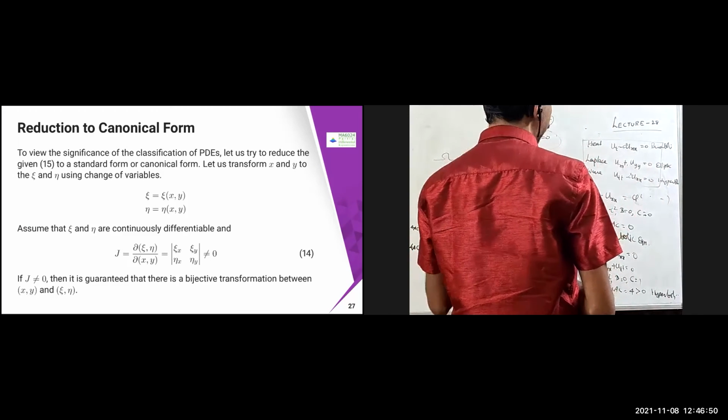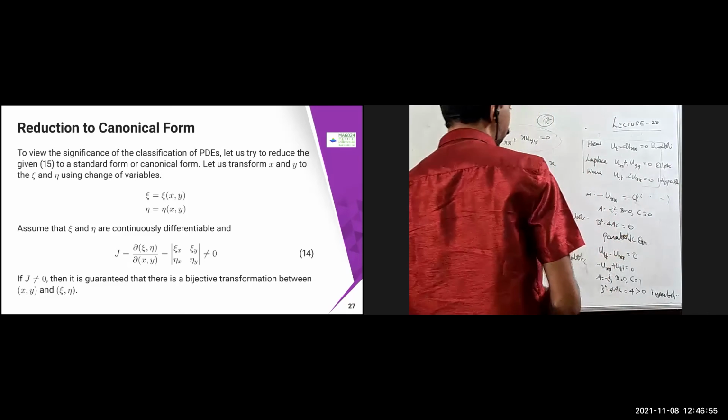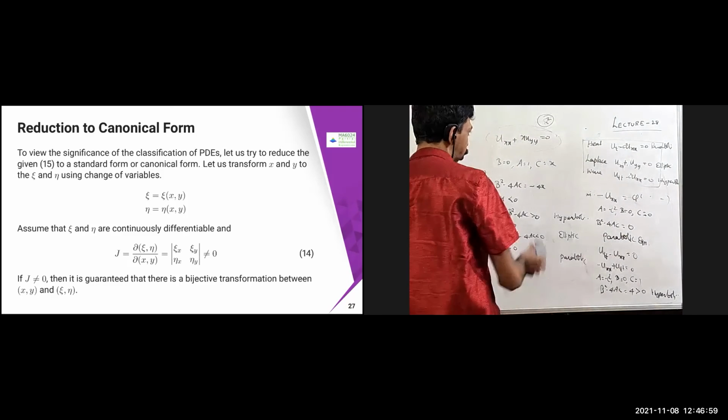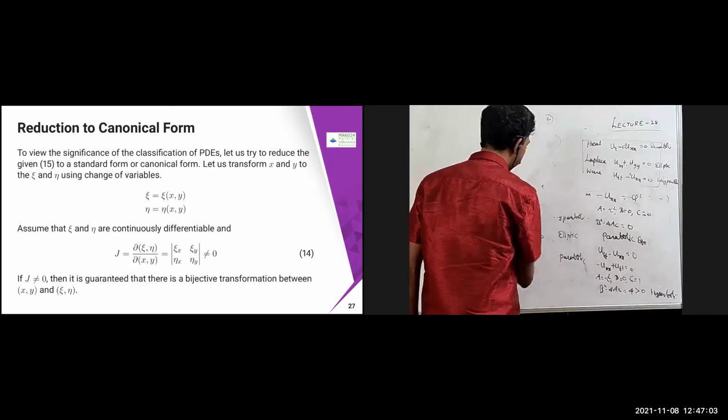Now, with this kind of classification of PDEs, what you can do is use some kind of transformation to simplify the problem into a very simple problem, and then you can solve it. That's what we are going to see in the next 5 minutes, and then we'll complete.